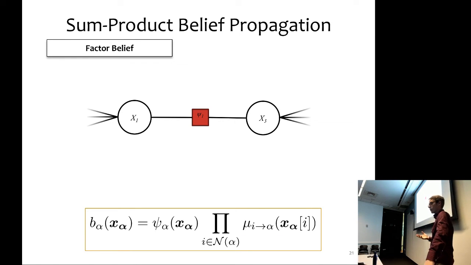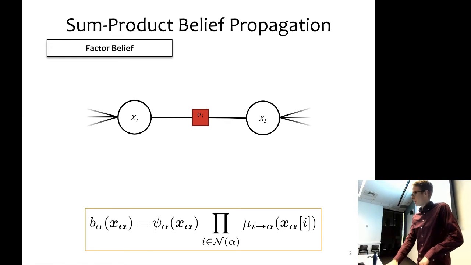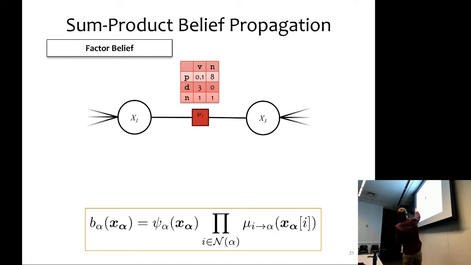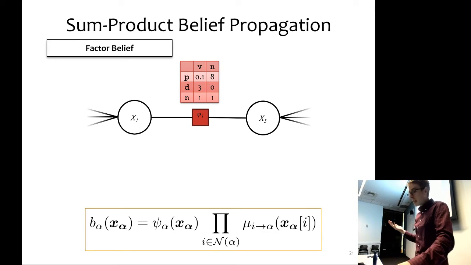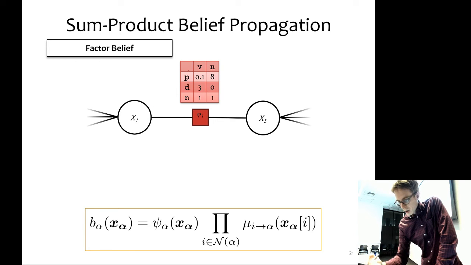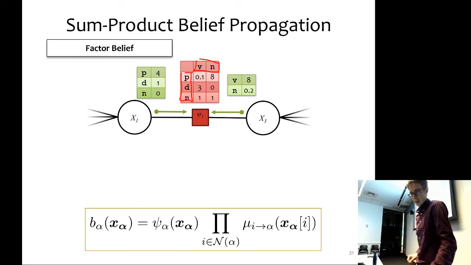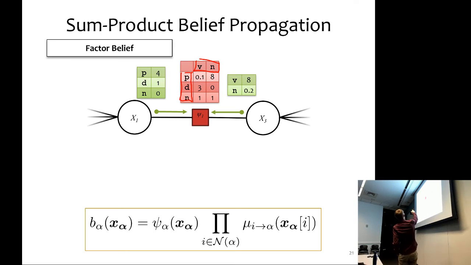Okay, so now we're going to do a factor belief. A factor belief is a little more interesting because a factor belief is going to give us a score for every possible combination of values that these variables could take on. Okay, so what I'm showing in red here is not the belief, but rather the actual factor table. We said that factors are really just tensors, and in this case it's a matrix because there's just two variables attached to it. And we would say that variable x1 can take on three values, p, d, and n, and variable x2 can take on two values, v and n. All right, so we see the messages coming in.